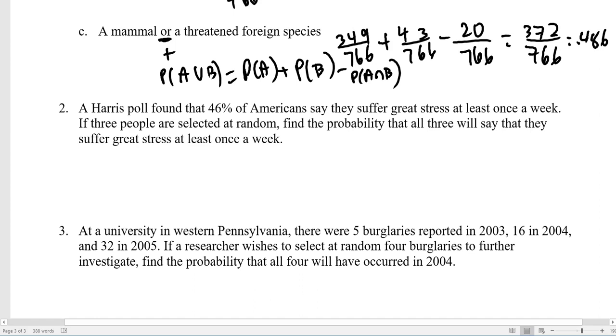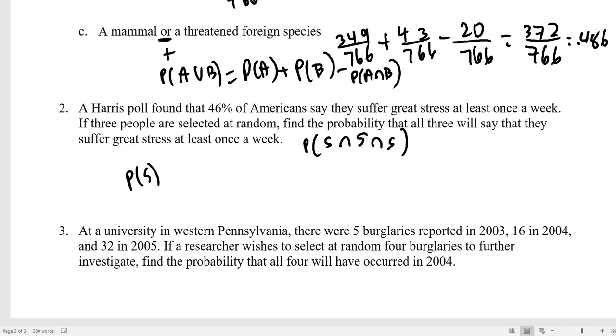A Harris poll found 46% of Americans say they suffer great stress at least once a week. If three people are selected at random, find the probability that all three say they suffer stress at least once a week. We're saying, what's the probability that the first person is stressed, and the second person is stressed, and the third person is stressed? Well, the probability of stress in this situation is 0.46, right? So what's the probability that one person is stressed?